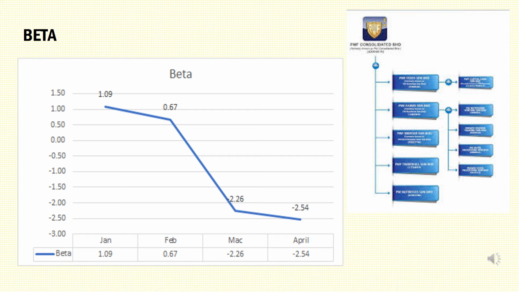The beta value of BWF Consolidated Berhad then continuously decreased to negative 2.54. Therefore, if a stock always falls 10% while the market is rising 10%, a company would have a negative beta of 1 because it falls by the same amount as the market rises.